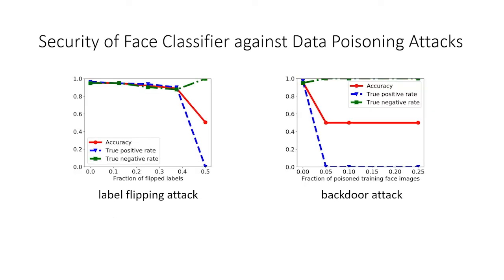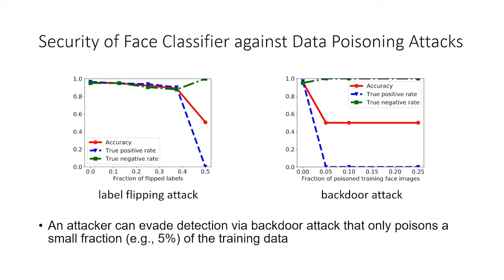We evaluate the attacks with different fractions of poison data. The figure on the left shows the results for label flipping attacks, and the figure on the right shows the results for backdoor attacks. We observe that the face classifier can resist a large fraction of flipped labels in label flipping attacks. For instance, when 40% of labels are flipped, the face classifier can still achieve high accuracy, true positive rate, and true negative rate. However, when only 5% of training faces are embedded with a trigger, the true positive rate drops to 0 in backdoor attacks, which indicates that the face classifier classifies all test faces with the trigger as real. Our results show that an attacker can evade detection via a backdoor attack that only poisons a small fraction of training data.